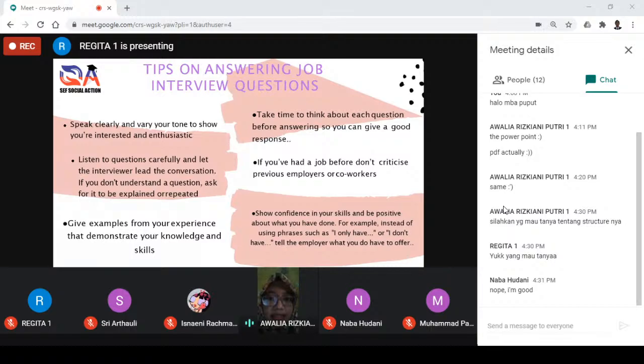So you offer what they need, not saying I only have this, I cannot do this, I don't have this, because it will make them think that you are just a stuck person. You don't want to develop your ability. You don't want to improve your skill. So don't make them have a bad view about you.